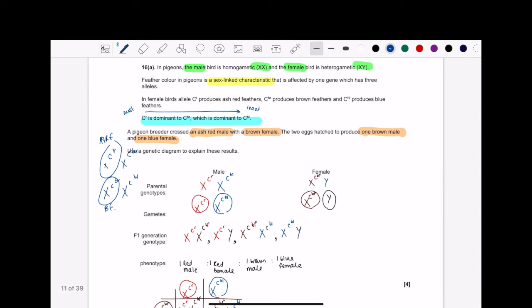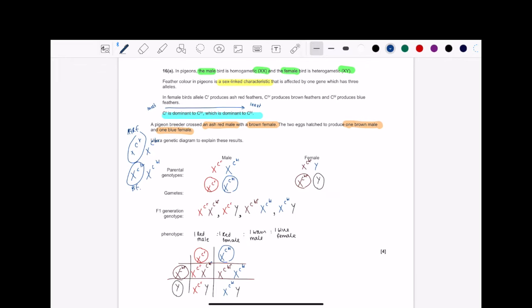Now, this is something that is going to trick many people. This sentence here says that a pigeon breeder crossed an ash red male with a brown female. That's fine, everyone can find out what the parental genotypes are. But the next part is going to trick so many different people: 2 eggs hatch to produce 1 brown male and 1 blue female.